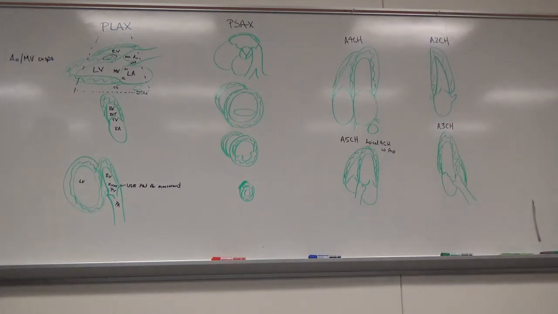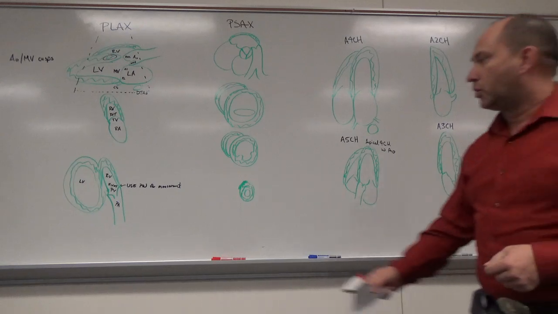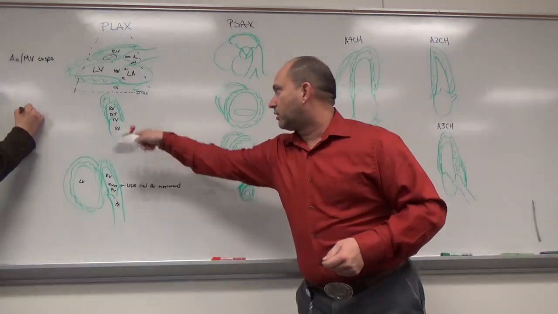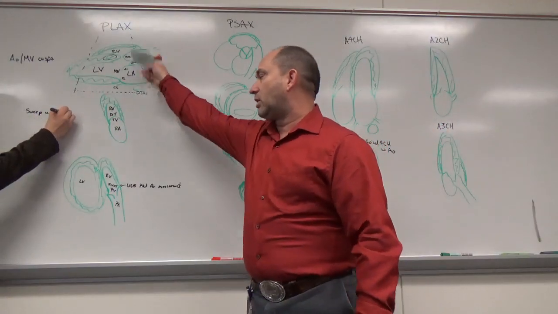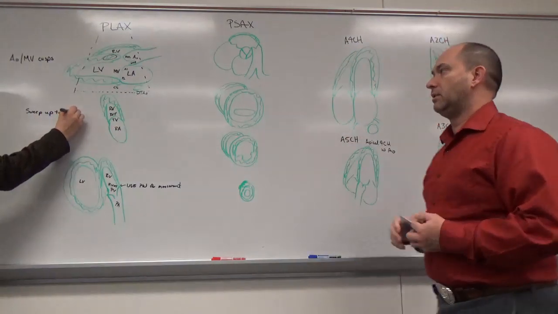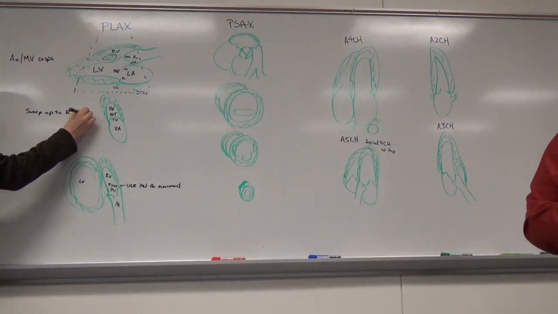So that's our 3 long axis views. So know the anatomy of those views, know what valve you're looking at, what chambers are associated with it, know the inflows and outflows relatively. Okay, those are important. Since we're talking about inflows and outflows, if I'm talking about mitral valve and LV, show me where the inflow and outflow of that is.